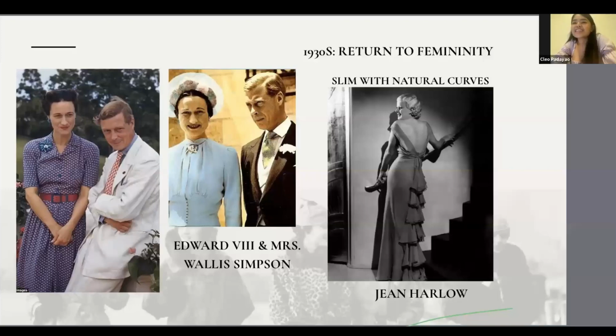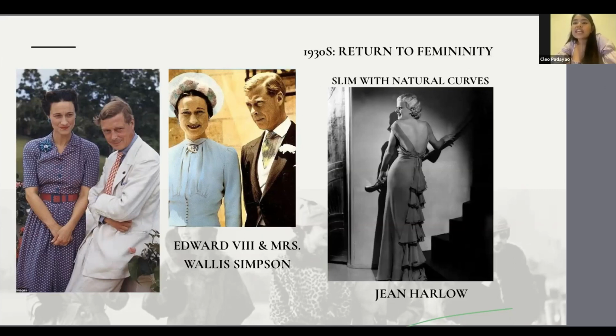Okay, the 30s is the return to femininity. So now the silhouette is slim with natural curves. Just like Jean Harlow here, the picture on the right. She's wearing a backless dress. As you can see, that's the first time we see backless dresses for women. And this is also the time when Hollywood glamour was so popular, so there were many prominent Hollywood actresses.